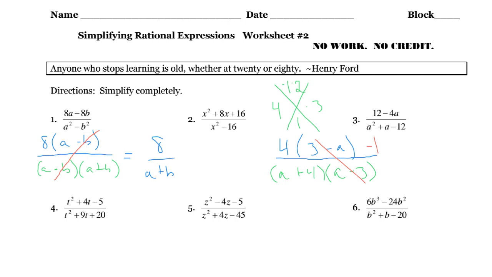So opposites will always cancel as a -1. So our final answer here is 4 times -1. That's just -4 over a plus 4. So that's our final answer for number 3.